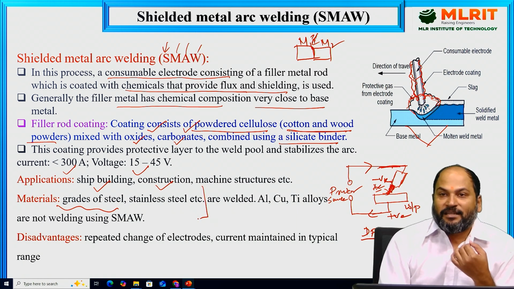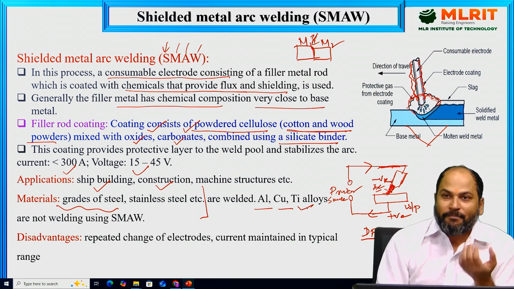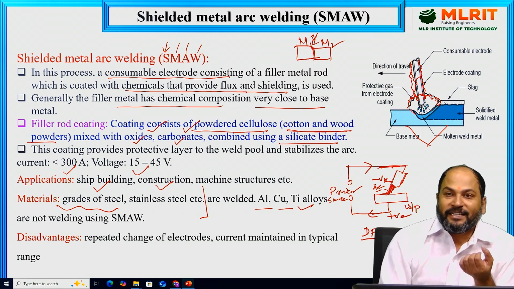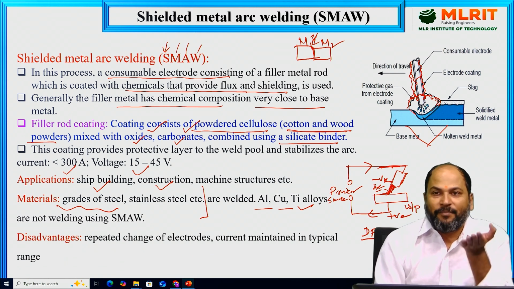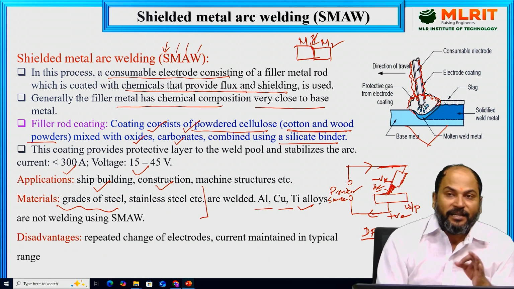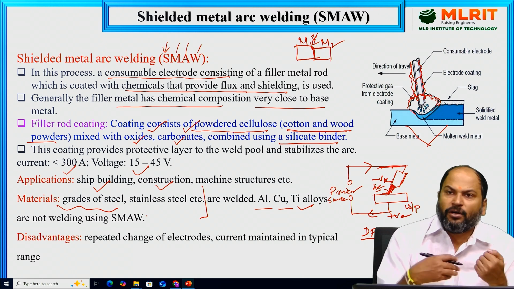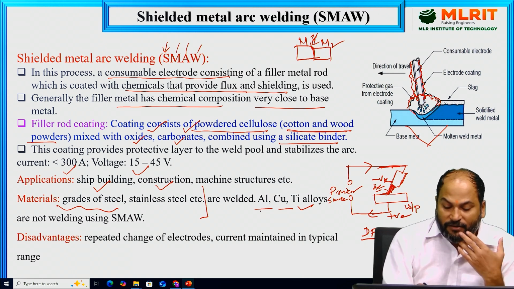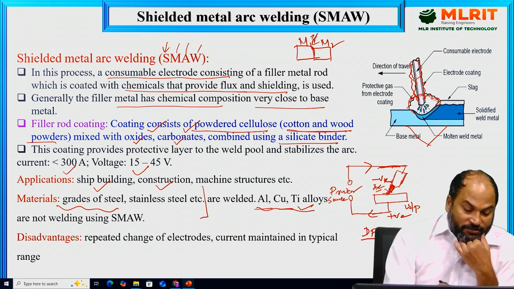But the problem with this process is the reactive metals. Reactive metals means, suppose aluminum is there, copper is there, titanium is there, magnesium is there. These are the reactive metals, which very quickly react with the environment. Also, once their temperature rises, especially aluminum, it will start to react with the environment during welding. So that is the problem, and it is very difficult to weld them by this process. This is the drawback of this process. Although we can weld all the grades of steel, it's very difficult to weld these reactive metals, especially aluminum, copper, titanium, etc.